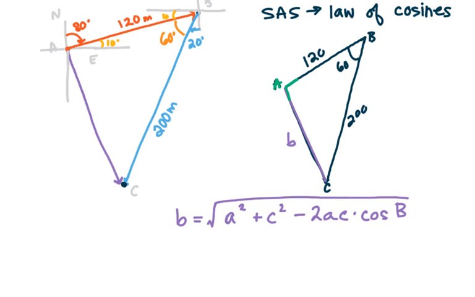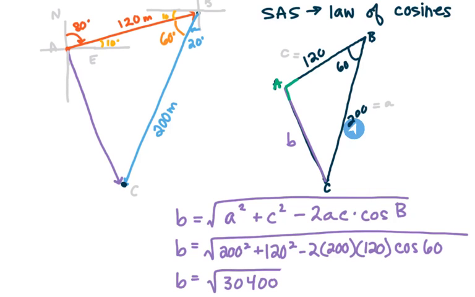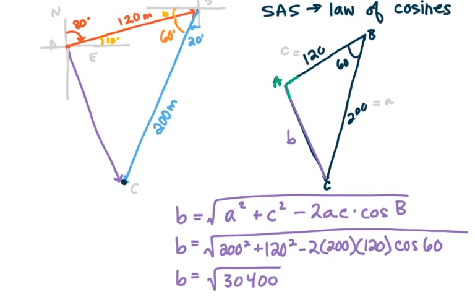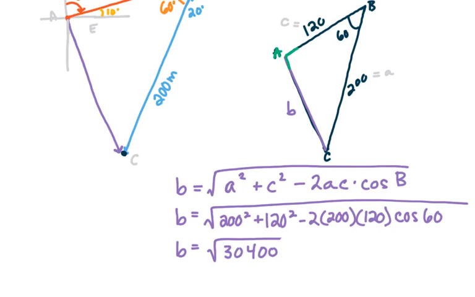This should be pretty easy. We'll just plug our numbers in and get an output value. Since A is 200 and C is 120, 200 squared plus 120 squared minus 2 times 200 times 120 times cosine of the included angle, which is 60. That calculation gives us that B, the side B, is equal to the square root of 30,400, or that B is roughly 174 nautical miles.